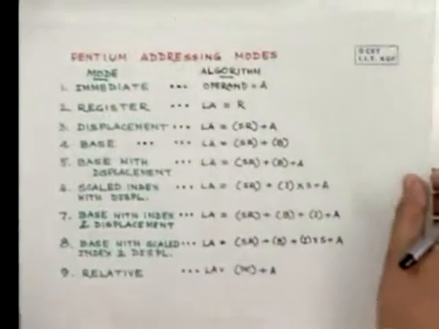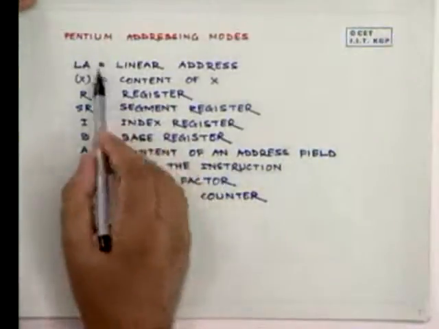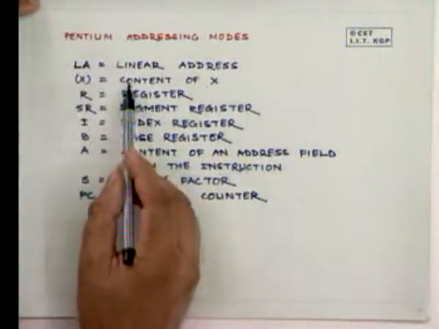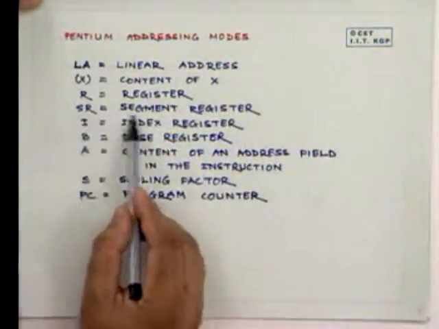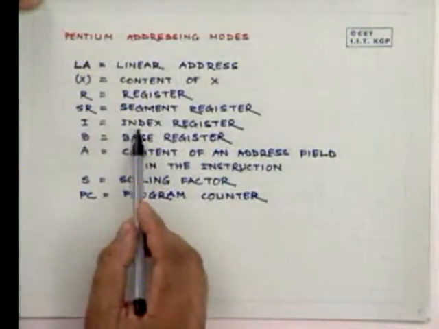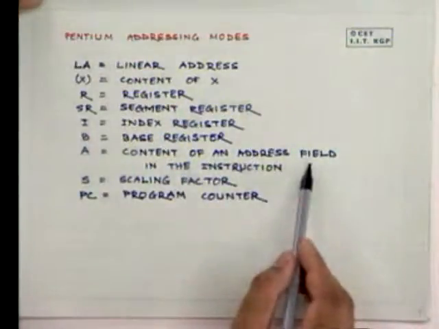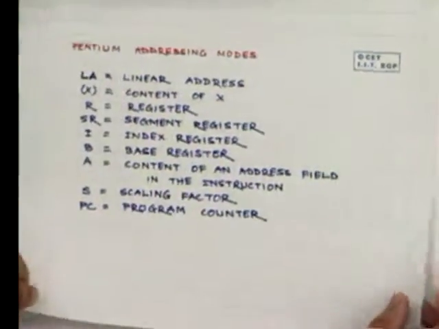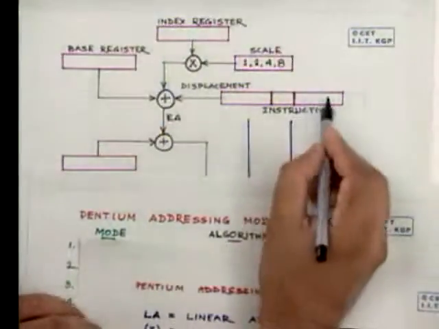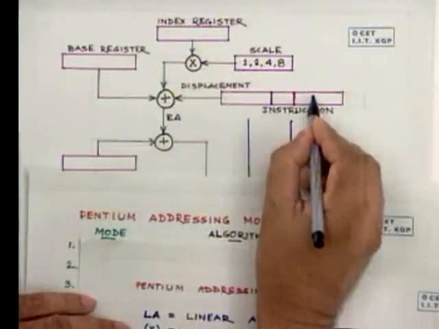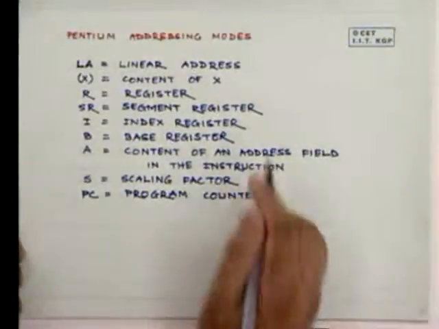Now here, L is the linear address, X has been taken as the content of X, R is a register, SR stands for segment register, I stands for index register, B for base register, A for the content of an address field in the instruction. That means whatever I am talking about, A here is essentially the content of the address field, and it is taken as a displacement.